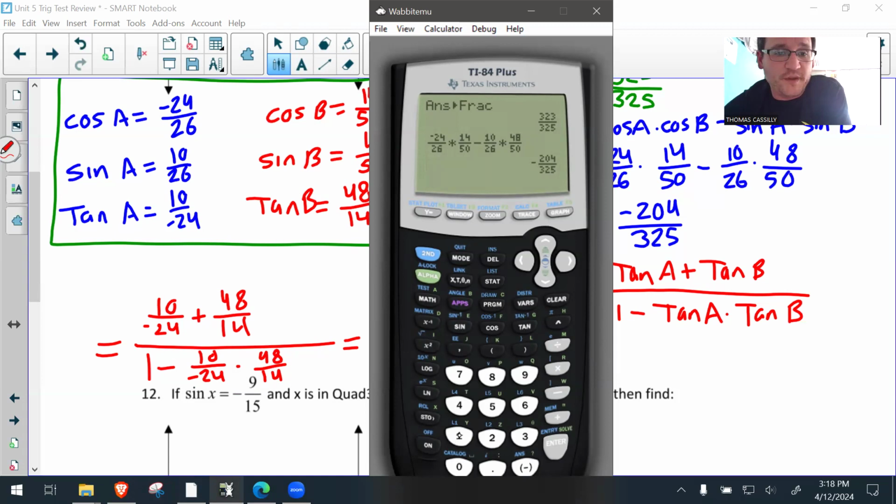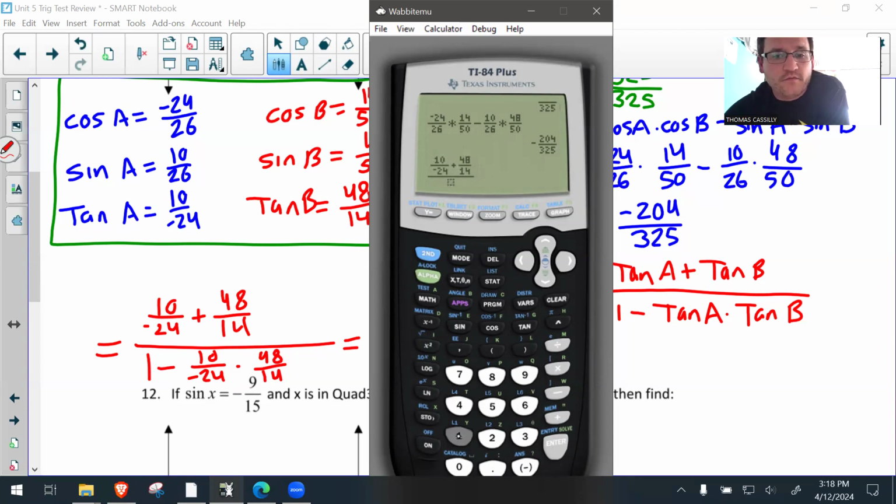So here, let's make a fraction. So let me show you how to do this. Alpha y equals, you got a fraction, but we have fractions inside of fractions. So you see how the top square is highlighted? What I'm going to do is alpha y equals again, and now I have a fraction on top. So you have 10 over negative 24. Then I'm going to say plus, and then make another fraction. Then you have 48 over 14. All right, so that's the entire top.